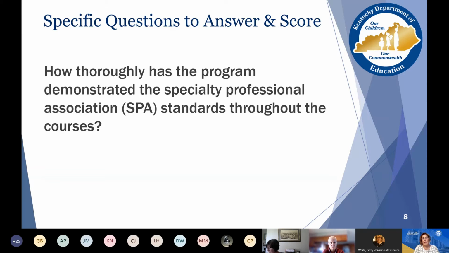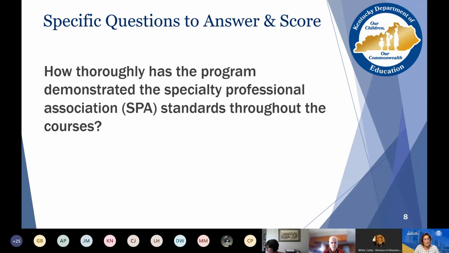Sometimes there may be 8 or 10 standards, but there are lots of little specialty sub-elements that must be addressed within those courses as well. By reviewing all of the course syllabi and making notes as you're reviewing those syllabi, you can make some decisions about how the SPA standards and elements are being addressed within this program and how the candidate is being given an opportunity to demonstrate those within this course.